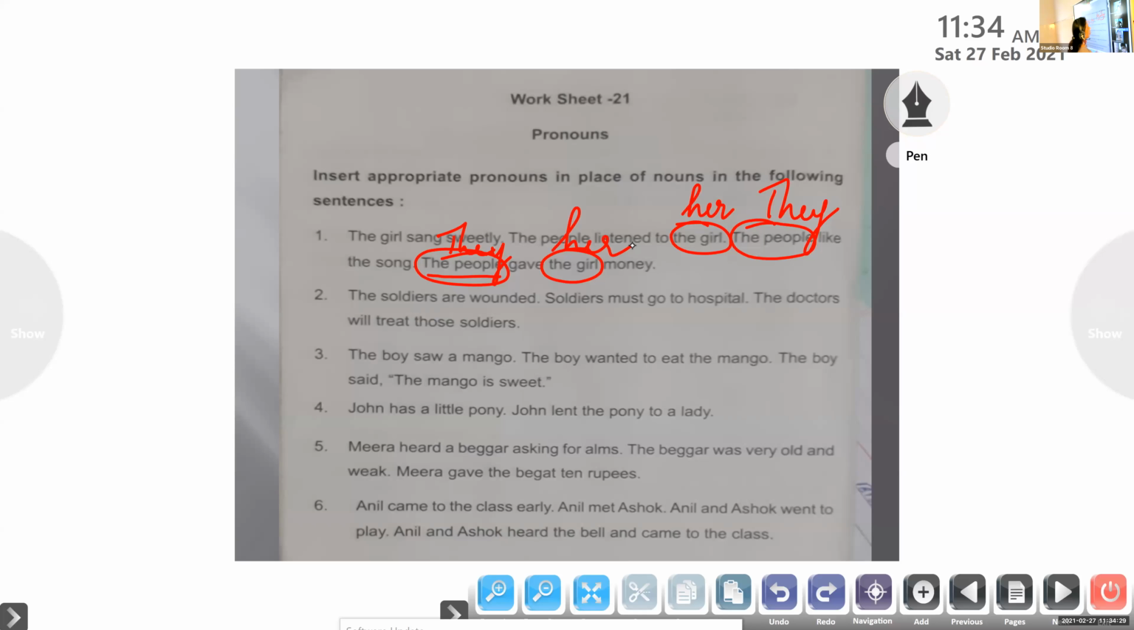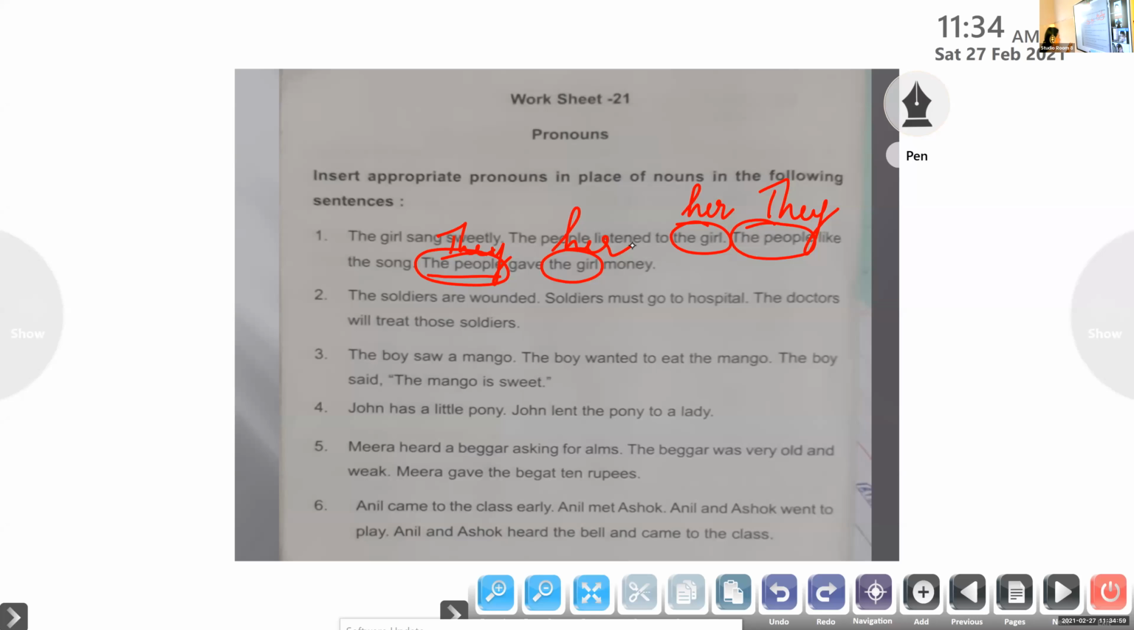So again, who can do the next one for me? Fatima. Very good, Ronit. Very good. Now do the second one, Fatima. The soldiers are wounded. Soldiers must go to the hospital. The doctors will treat those soldiers. Okay, come on. The soldiers are wounded. Soldiers must go to the hospital. The doctors will treat those soldiers.